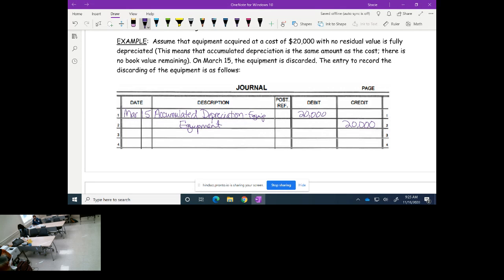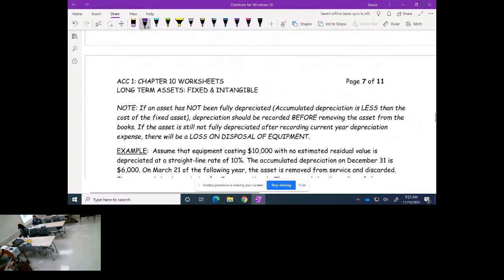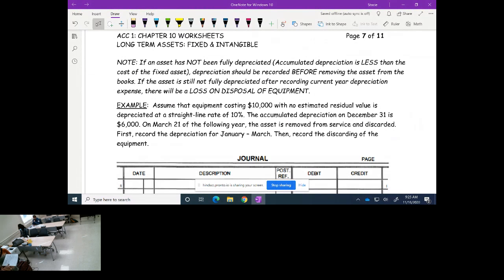So, pretty easy. If it hasn't been fully depreciated, which means there's still book value there, you've got to record whatever depreciation it has. So let's say you just record your depreciation once a year and you're getting rid of something in March. You've got to record 3 months worth of depreciation before you take it off of the books.